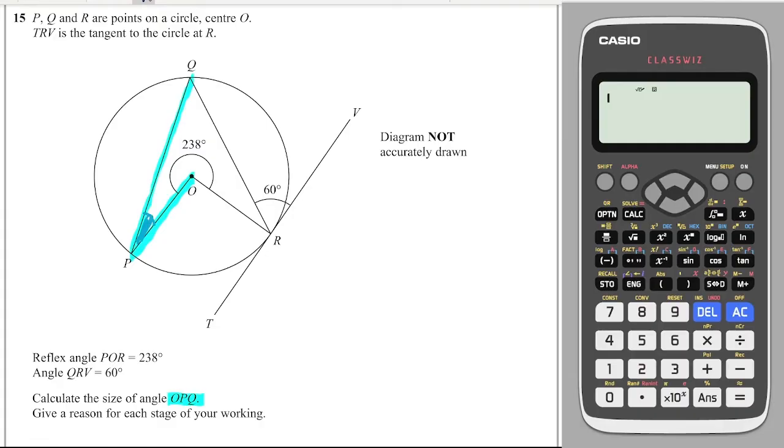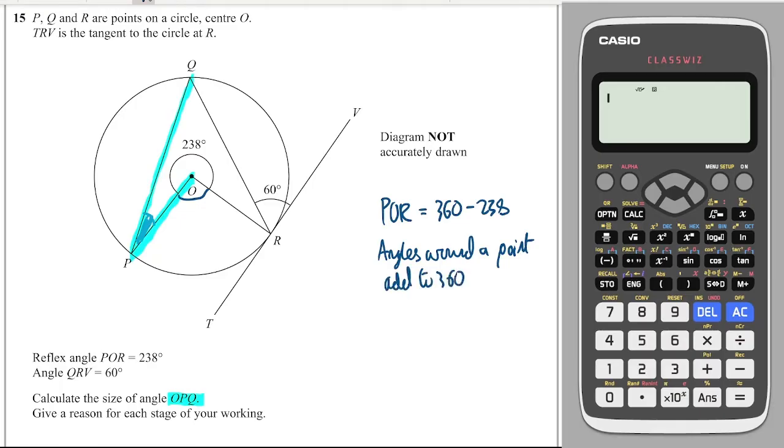Okay, right, let's start working out angles that I do know. And the first one I know is this one. That's POR is equal to 360 minus 238, and that is because angles around a point add to 360. So you see what I'm doing? I'm needing to write down every bit of information to get my full marks. That's 122.